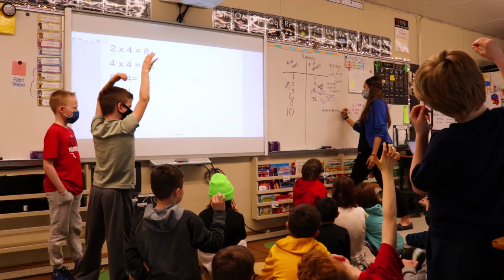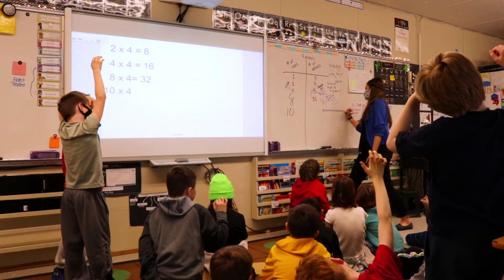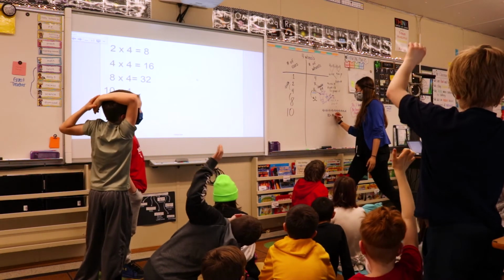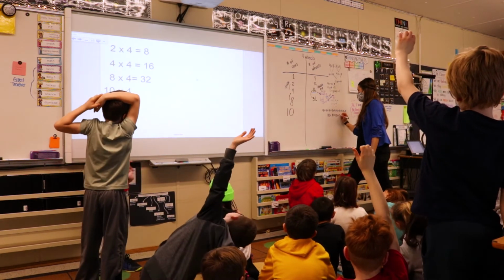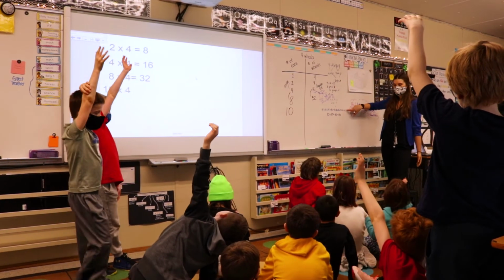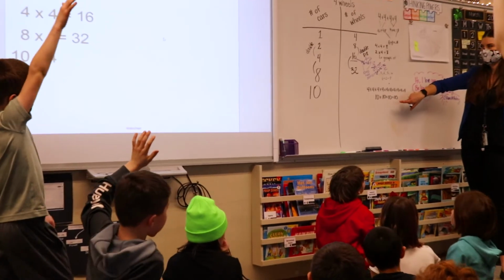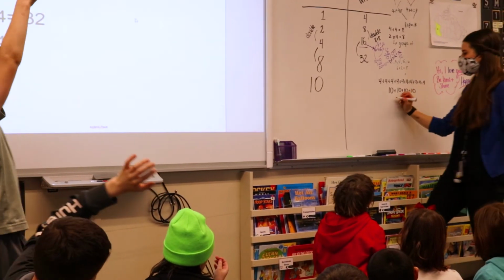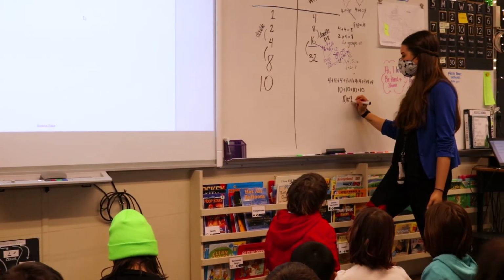Or you can write 4 groups of 10, or 10 groups of 4. Or we could just write 10 four times, or 10 times 4. Okay, which one do you think would be more efficient? The 10 plus 10 plus 10, okay? Or 10 times 4 or 4 times 10. Right, and we know that we can represent that as 10 times 4 or 4 times 10.